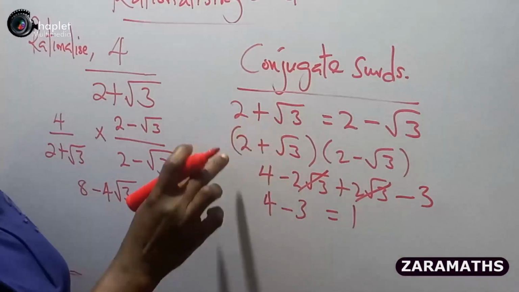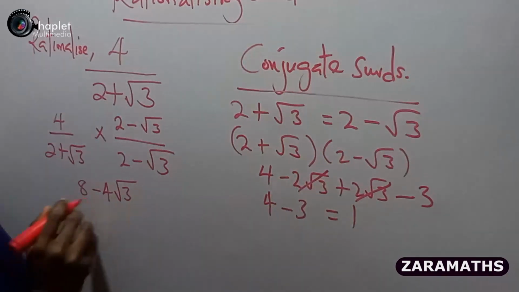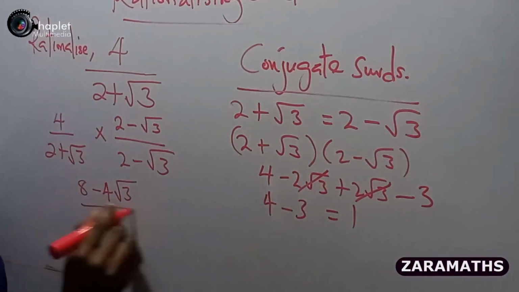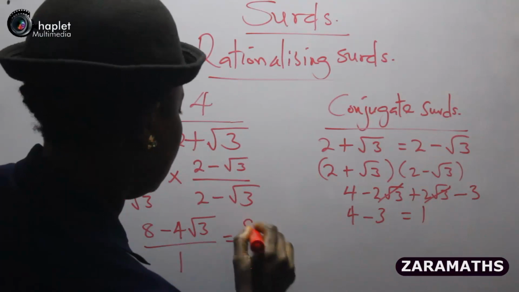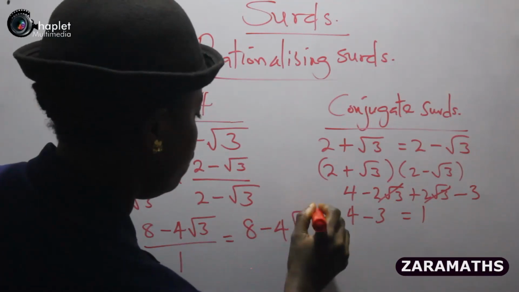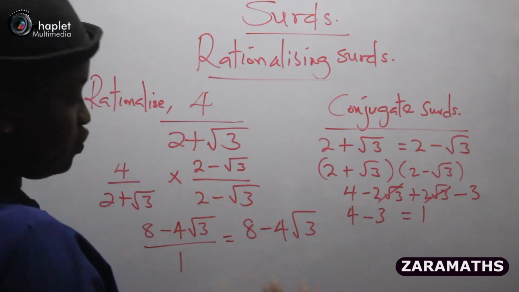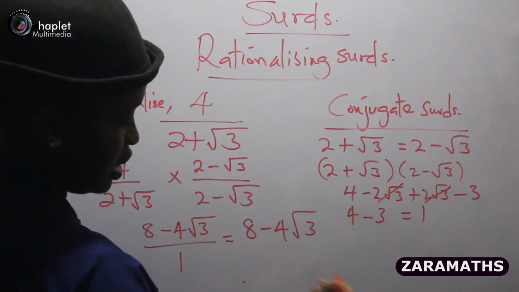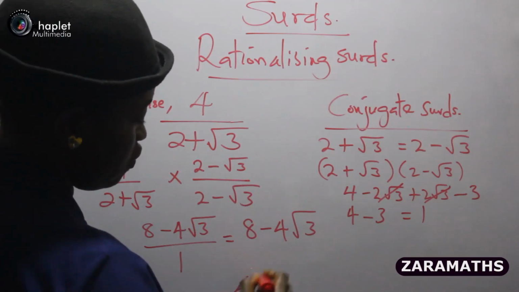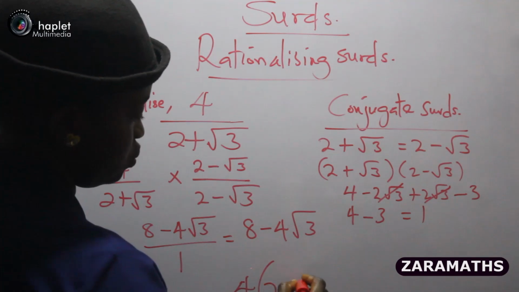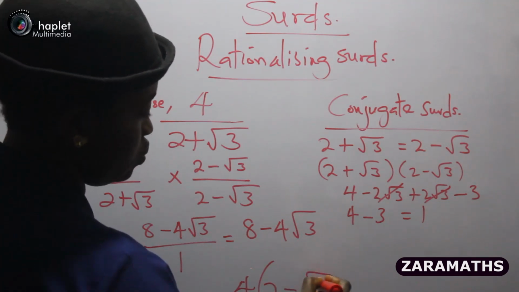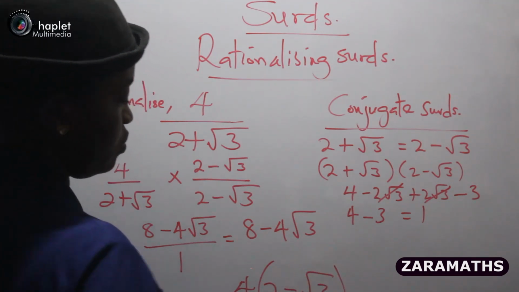So that means multiplying this out, the denominator is 1. So this multiplying this, all over 1, we are left with 8 minus 4√3. We can solve this further by factorizing, 4 times (2 minus √3).